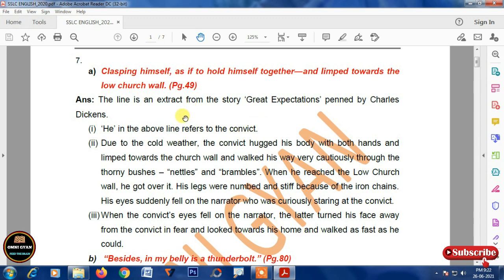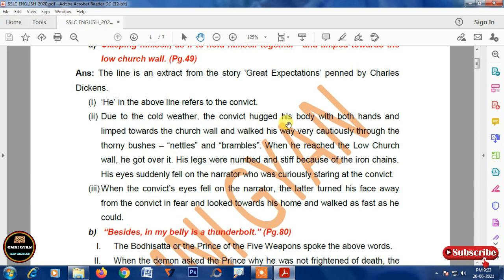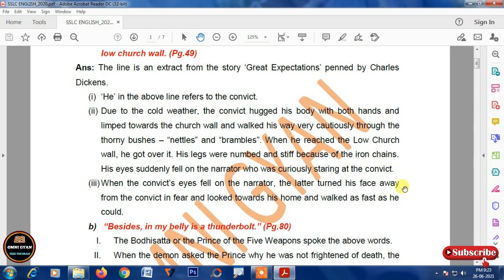So here you can write down: the line is an extract from the story Great Expectations penned by Charles Dickens. I will not read from the answers, because you can pause the video. I'll just go on scrolling down, and you can pause the video and go on writing down the answers. All right, I can just freeze the video for some time.